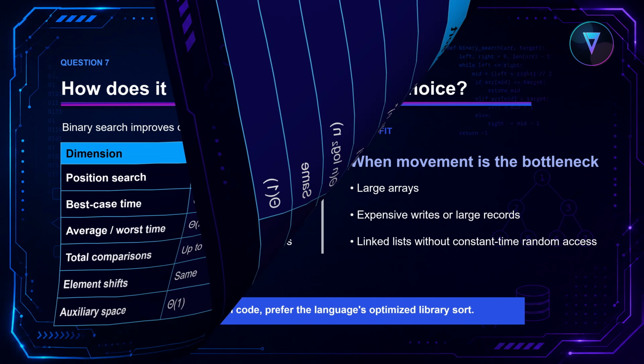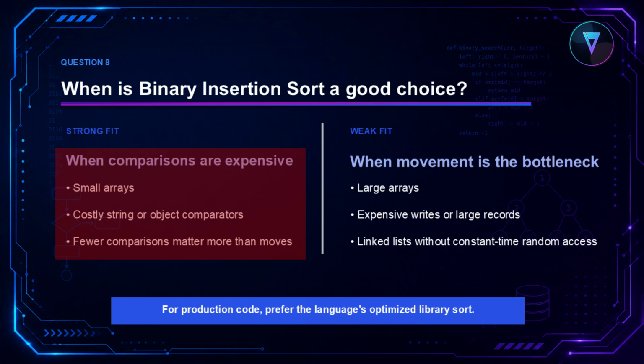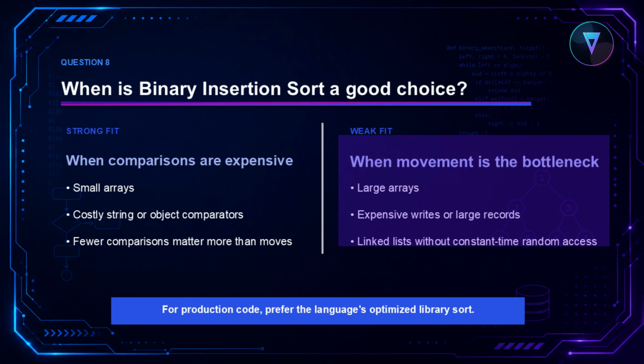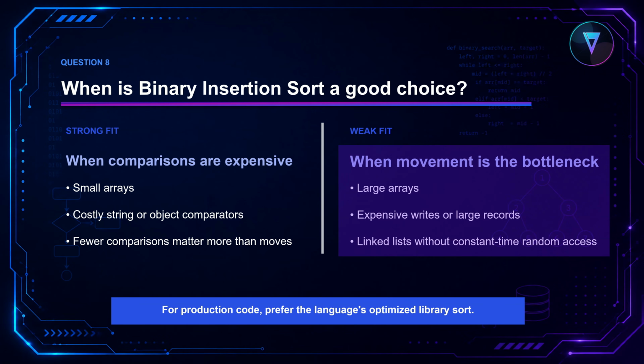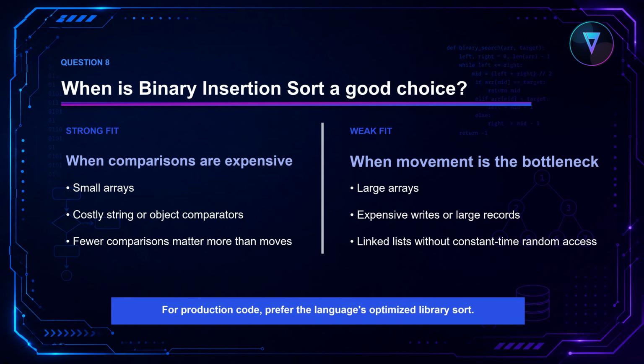When would you actually choose binary insertion sort? It is useful for small arrays when comparisons are expensive, such as long strings or objects with costly comparison logic. It is less attractive for large arrays or expensive element movement because shifting remains quadratic. It is also a poor match for linked lists, where binary search does not have constant time random access.